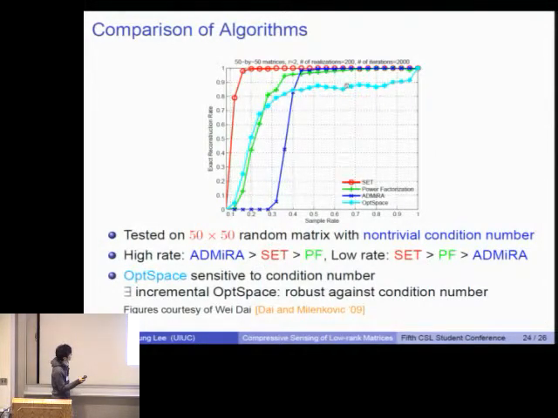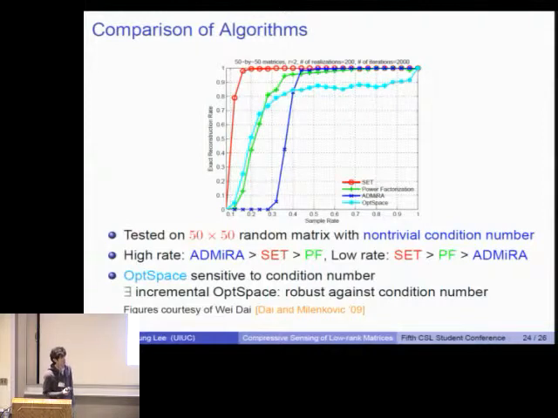here Admira, SET and power factorization show similar performance, but there are some misses, even though the sampling rate is high, for SET and power factorization. But for the lower rate regime, SET absolutely outperforms the others in an impressive way. Unfortunately, OptiSpace wasn't successful in this experiment, but that is because it is very sensitive to the condition number. That's the reason why we used a testbed with a non-trivial condition number.